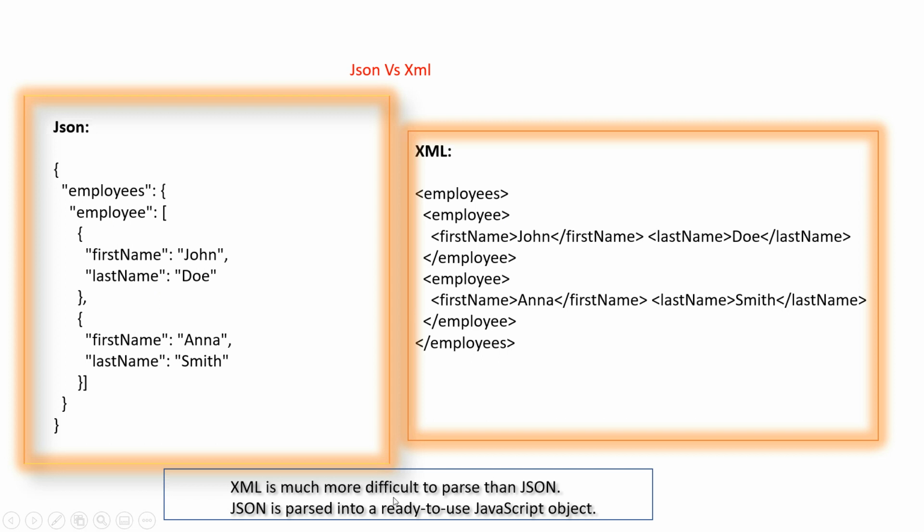XML is much more difficult to parse than JSON. That's why nowadays everyone is considering JSON more frequently compared to XML.